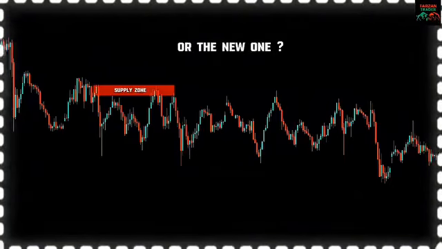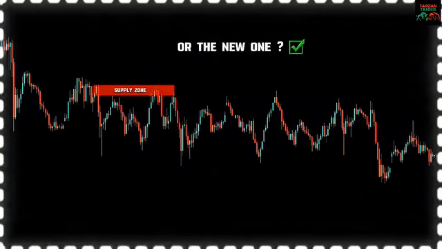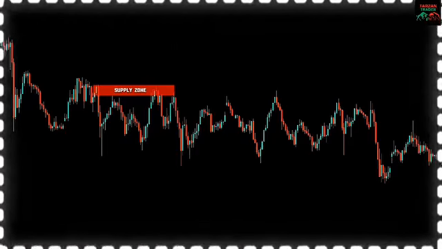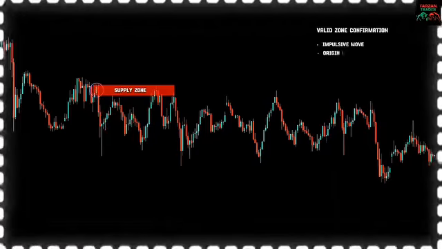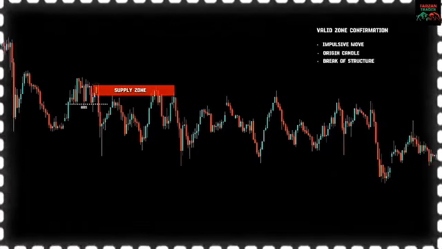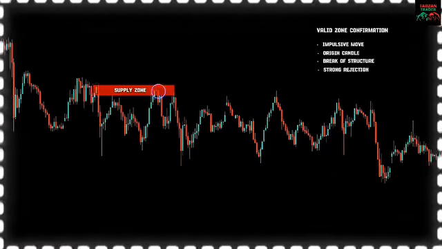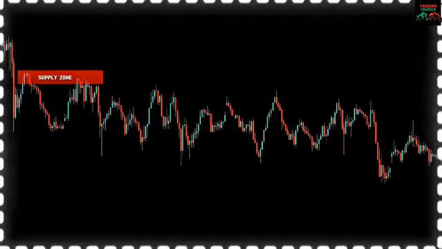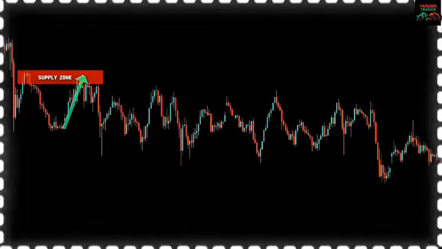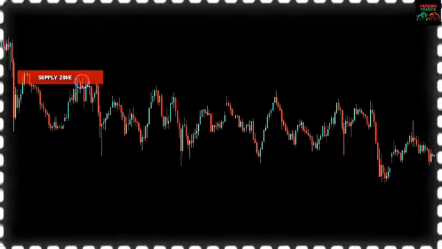The correct answer is yes. You can mark the new zone, but only if it follows all the same rules: impulsive move, clear origin candle, break of structure, and a strong rejection when price returns. Look here, this first zone worked perfectly. Price came back, tapped the zone, and dropped sharply.